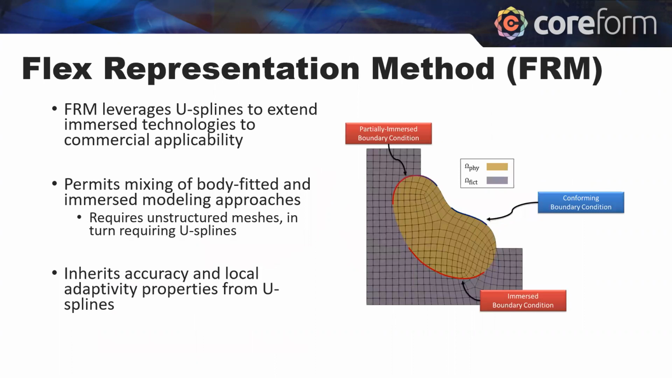So then we leverage those U-splines in our flex representation method. The key with the flex representation method is it gives us the benefit of being able to do fully immersed models, but also, because we can use unstructured splines, that allows us to maybe only locally immerse, and in some regions be body fit or boundary fit, in a region that may be critical to our analysis. So here you can see maybe we really need to get fast convergence in this region, so we can body fit here and then immerse elsewhere. And then we inherit all the different properties that U-splines provide us.